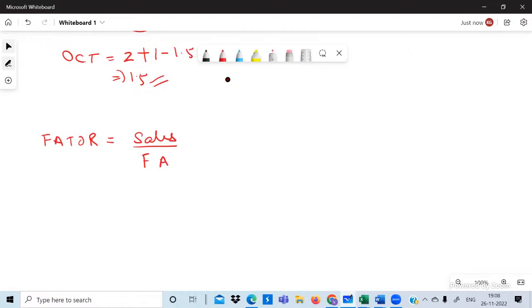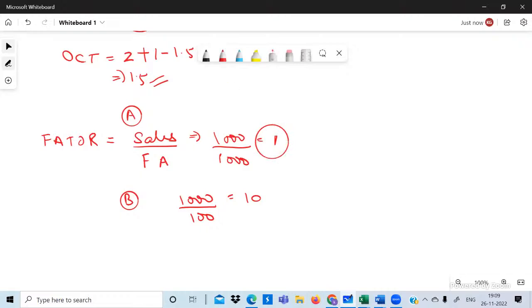So let's put some numbers here. Let's say my sales are 1,000 crores and I've got fixed assets worth maybe 1,000 crores. So I've got a fixed asset turnover ratio of 1. Let's say this is company A. Then I've got another company, company B. This company has sales of 1,000, but has fixed assets of only 100. So this company has a fixed asset turnover ratio of 10. Now, can you think of companies or sectors which will belong to A category and companies or sectors which will belong to B category?